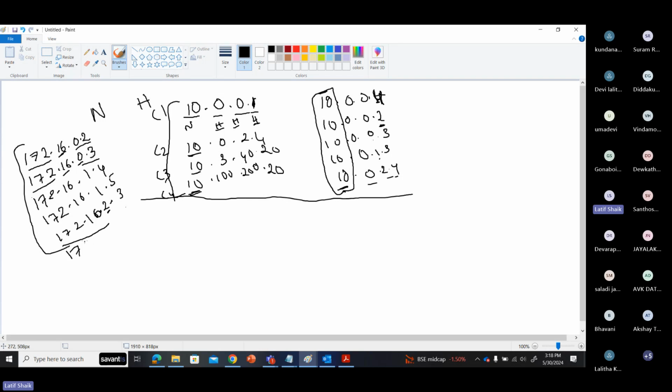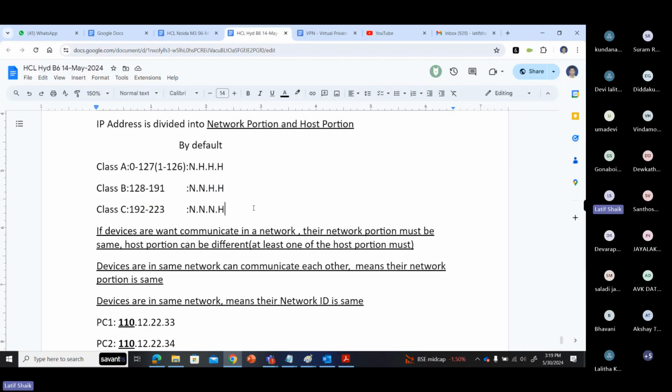In case I put 170.16.2.4, it won't communicate. Why? Because it's 170, so one of the network portions is different. In case I put 172.17.2.5, it also won't communicate. It's a different network. Different network means it won't communicate with our same local network.